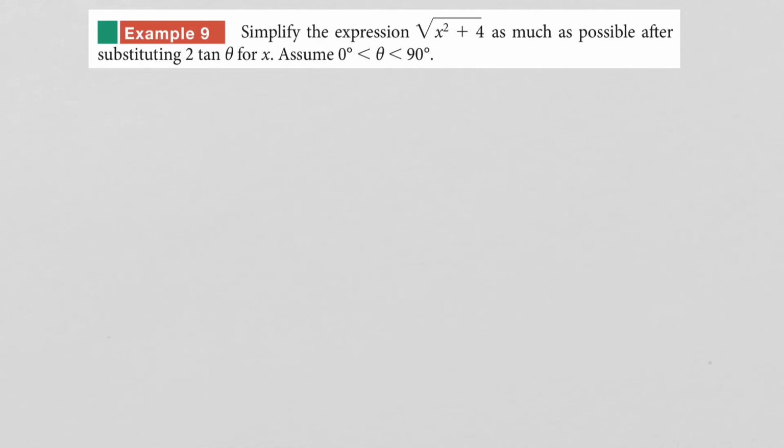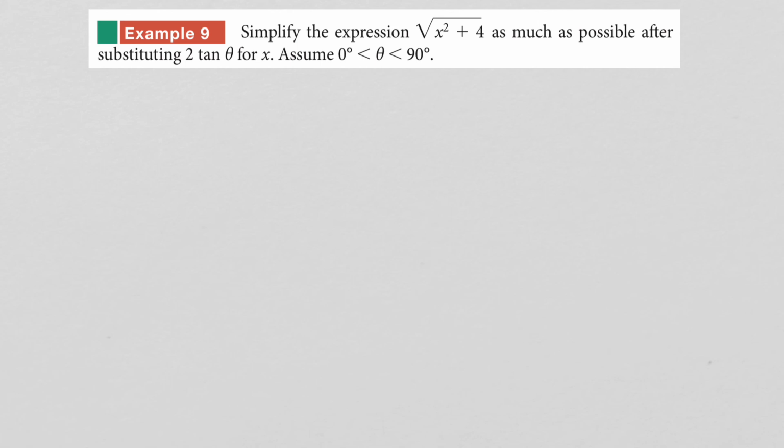In our last example, we want to simplify the expression square root of x squared plus 4 as much as possible after substituting 2 tangent of theta for x. And for this problem, we are going to assume that theta is between 0 degrees and 90 degrees.